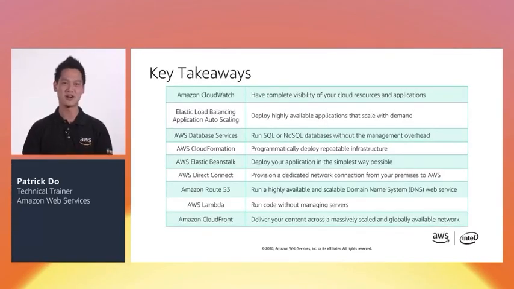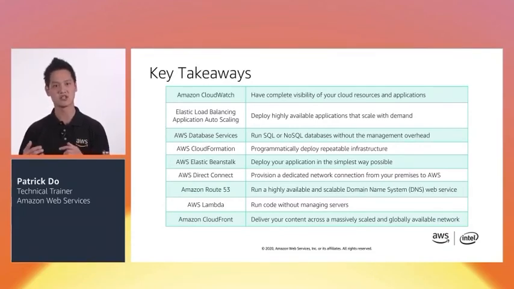In summary, we talked about various cloud-native or serverless services you can use to build your applications. Amazon CloudWatch for monitoring and metrics, ELB and autoscaling to achieve high availability and cost optimization when scaling out when we need more and in when we don't, AWS database services to store our data such as RDS and DynamoDB, AWS CloudFormation and AWS Elastic Beanstalk to automate infrastructure deployments, AWS Direct Connect for faster, more reliable connectivity to AWS data centers, Amazon Route 53 for DNS hosting, AWS Lambda to run code without managing servers, and Amazon CloudFront for content delivery.